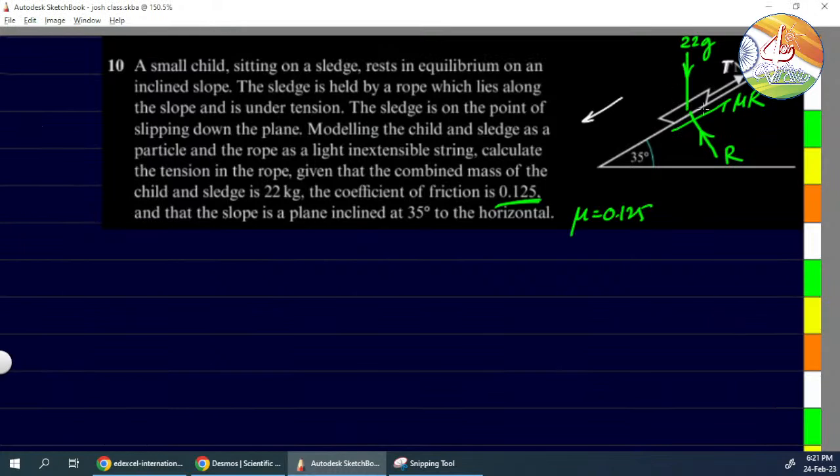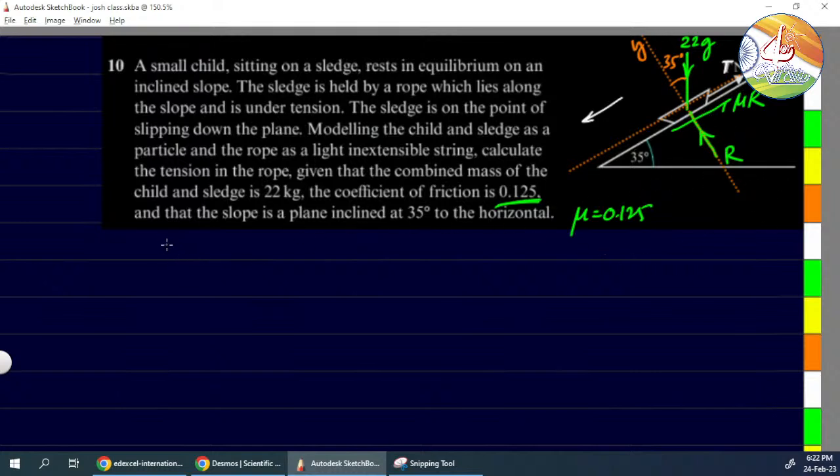Let me take a different color. This is our y-axis, this is our x-axis. So this angle will be 35 degrees. Remaining forces are either parallel to the slope or perpendicular to it.